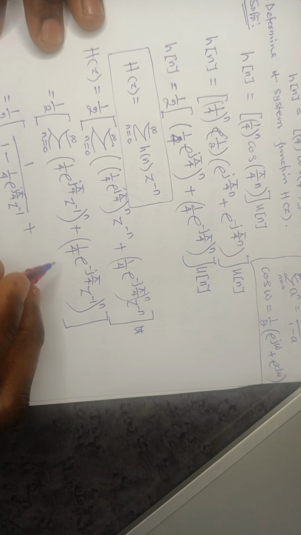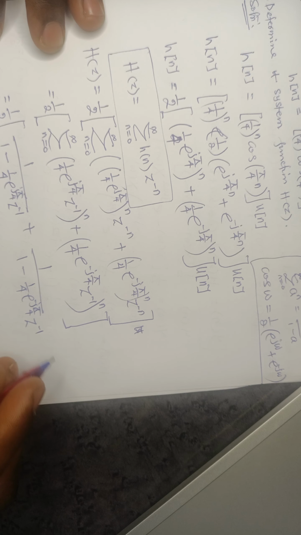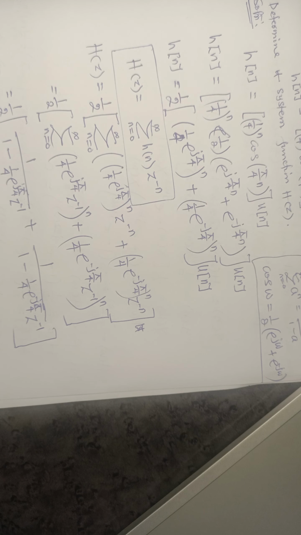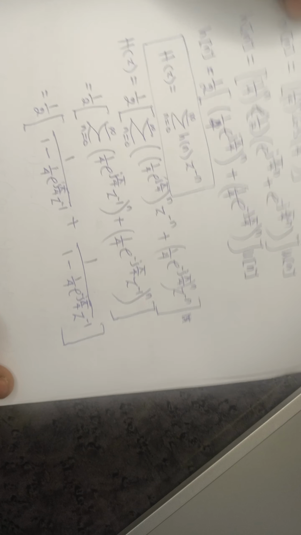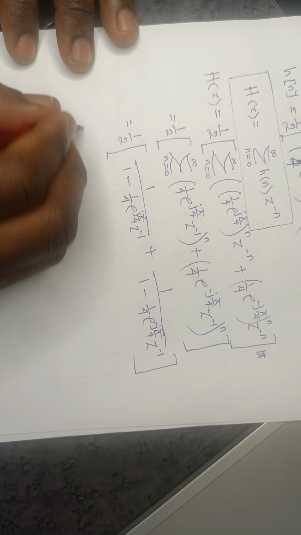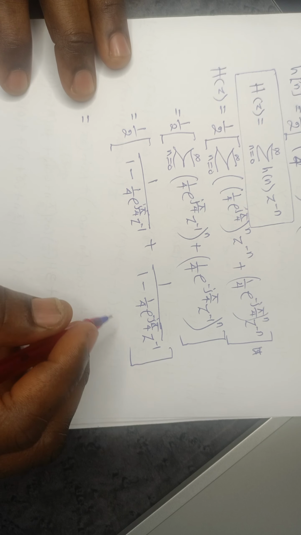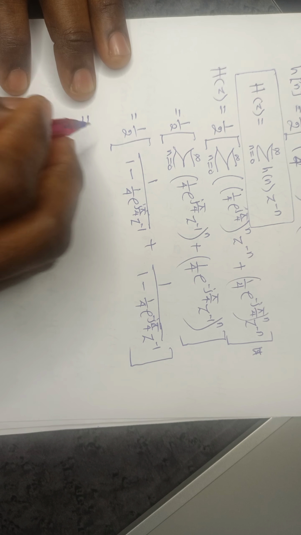And this is also going to be 1 all over 1 minus 1 all over 4 e raised to the power minus j pi over 4 z raised to the power minus 1, right? Okay, so this is what we get from here. So at this point, what we now do from here is that we are going to combine these two fractions together.